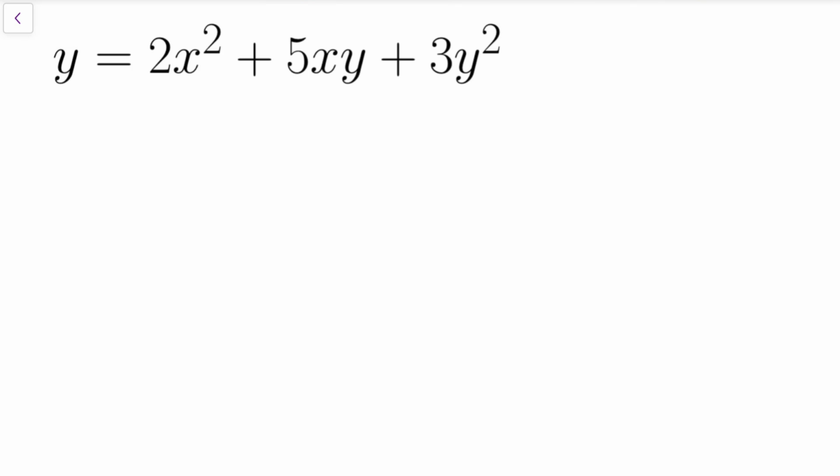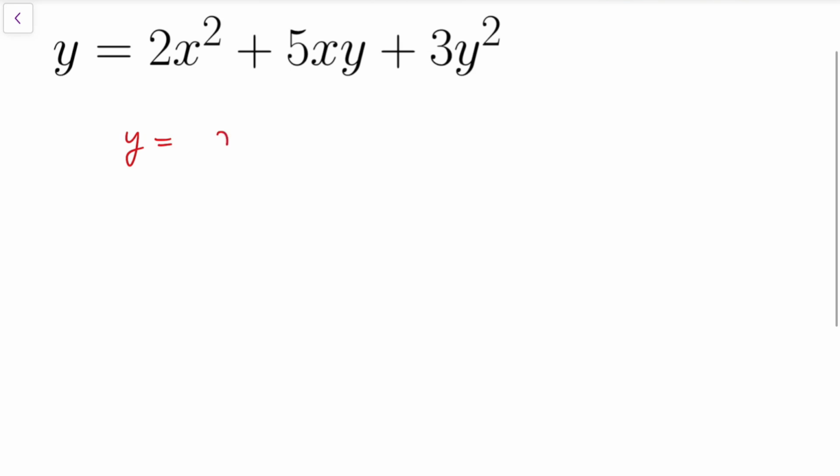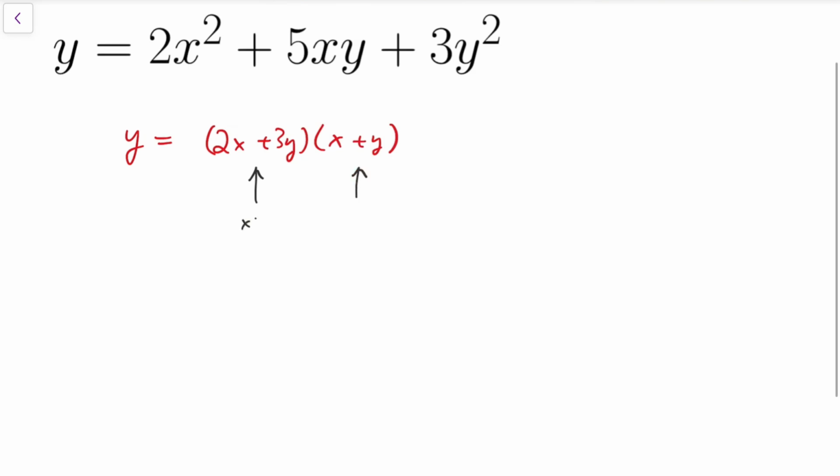My first approach is that notice that the right side can be factorized, which is y equals 2x plus 3y multiplied by x plus y. I plan to so-called complete the squares. In fact, I'm going to multiply both sides by 8. I'm going to double this expression, 2x plus 3y, and multiply x plus y by 4.